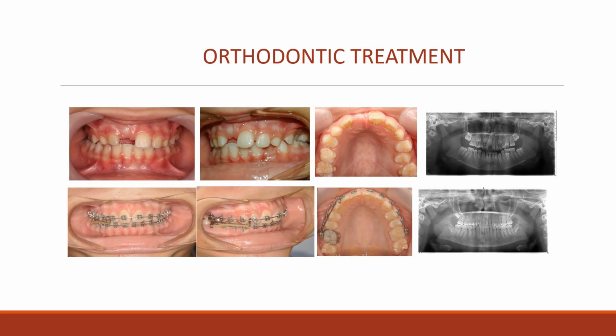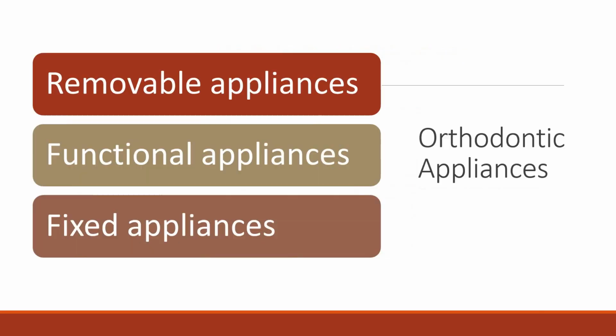Orthodontic appliances can be classified as removable appliances, functional appliances, and fixed appliances. Removable appliances can be taken out of the mouth by the patient itself. Functional appliances can be either removable or fixed, and fixed appliances are attached directly to the teeth.